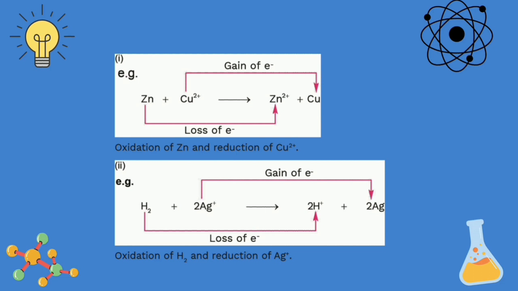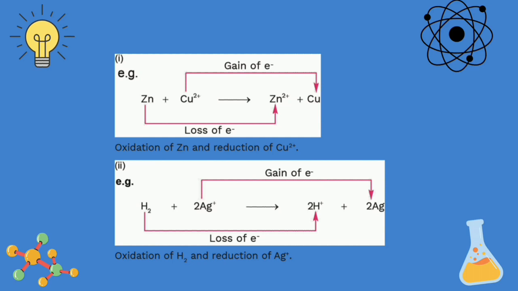Typically, in the second example, in a reaction between hydrogen molecule and silver ions, the same process as in the example above occurs. Hydrogen is full of its electrons and silver has already lost its electron. After they react, hydrogen gives its electron, becoming positively charged, to silver. Hence, hydrogen lost its electrons and silver gains electron. Hence, hydrogen is oxidized and silver is reduced.